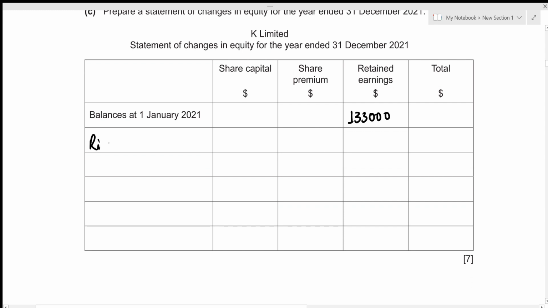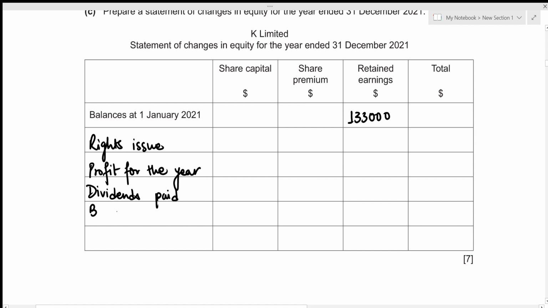The first one is rights issue. Then we have profit for the year. Then we have dividends paid. And this gives our final balances or the closing balances. So we can write it down as balances at 31st December 2021.